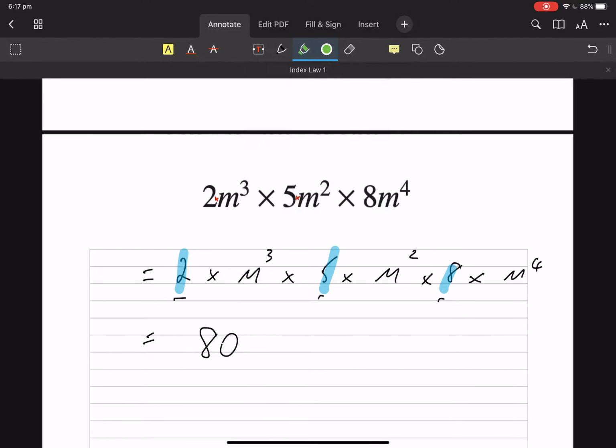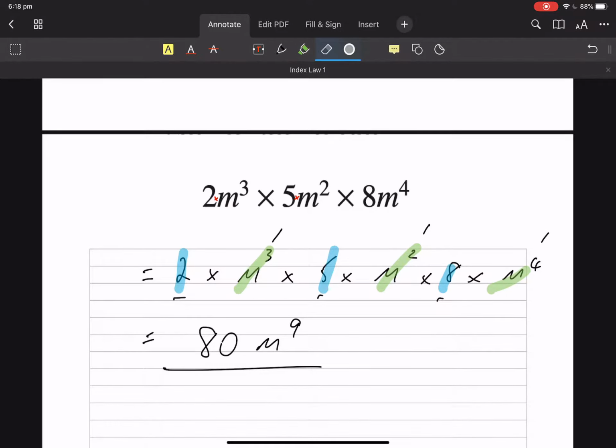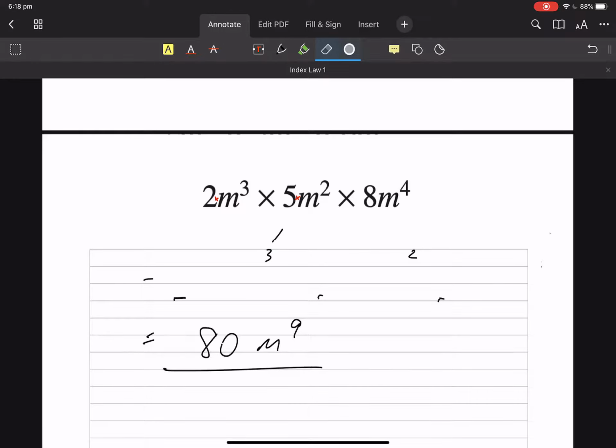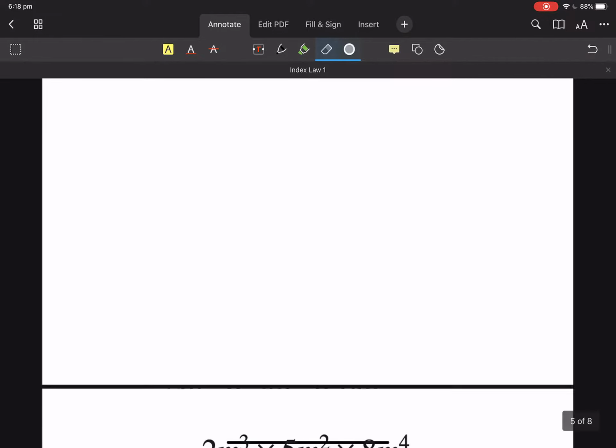Then I'm going to multiply the m's together. And all I'm going to say there is, how many m's do you see? I see 3 and 2 is 5 and 4 is 9 m's. 80 m to the 9. So we do the numbers first. Gosh, I didn't want to rub all of that out. Take that back. We do the numbers first and then the letters second.